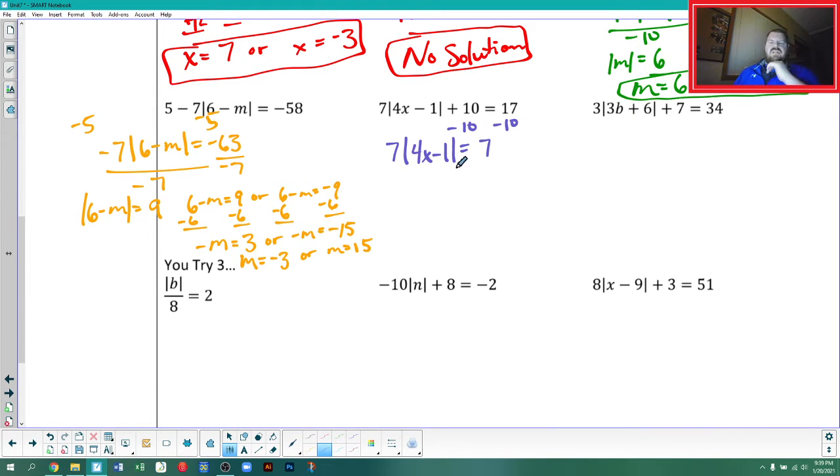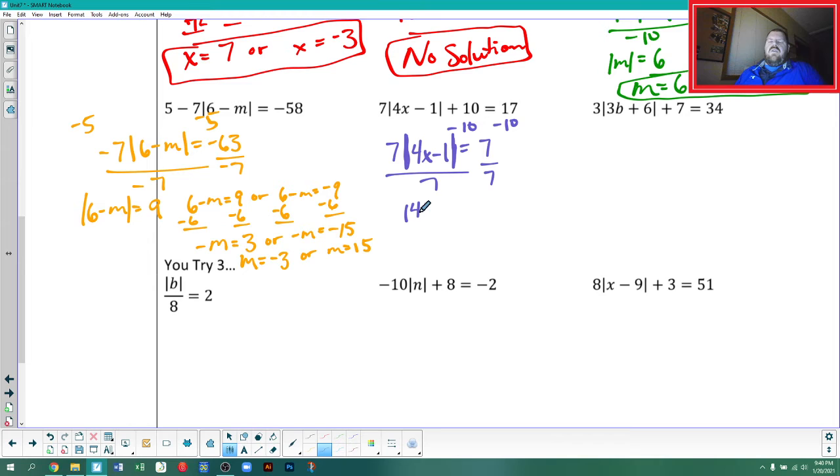Okay, and then make sure that you don't think this is like 14x minus 11. Do your best to make that a little bit bigger, so you realize that that's absolute value. It's a pretty common mistake. We just want to make sure that we don't make that mistake. All right, I need to divide both sides by 7.